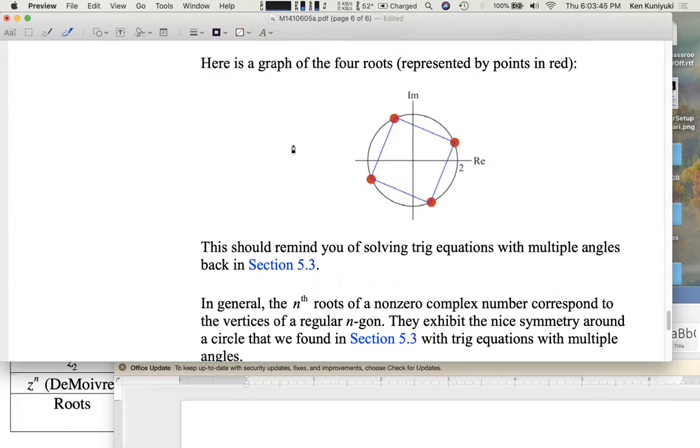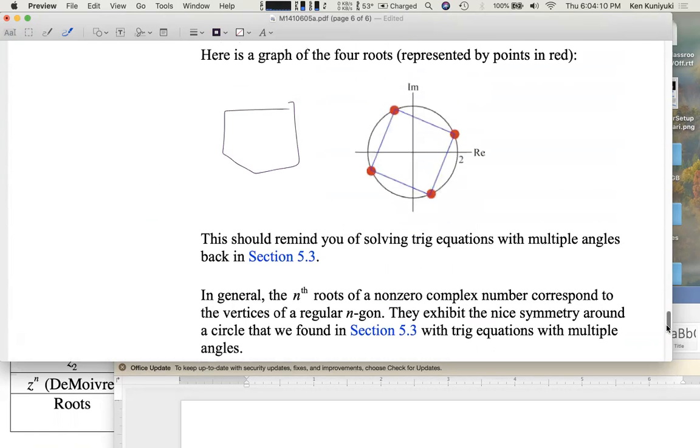In general, the n complex nth roots for any non-zero complex number will form the corners of a regular n-gon. Like it could be a regular pentagon. For sixth roots, it'll be a regular hexagon, and so forth. So that's all pretty cool. But that won't be on your homework or exams. It's cool stuff, though, this rotational symmetry.